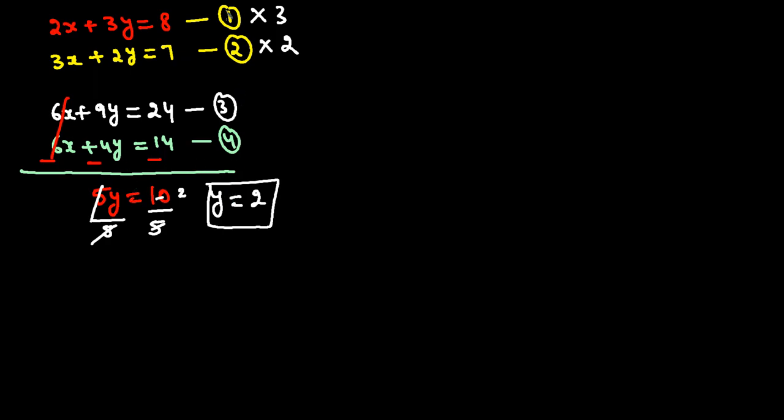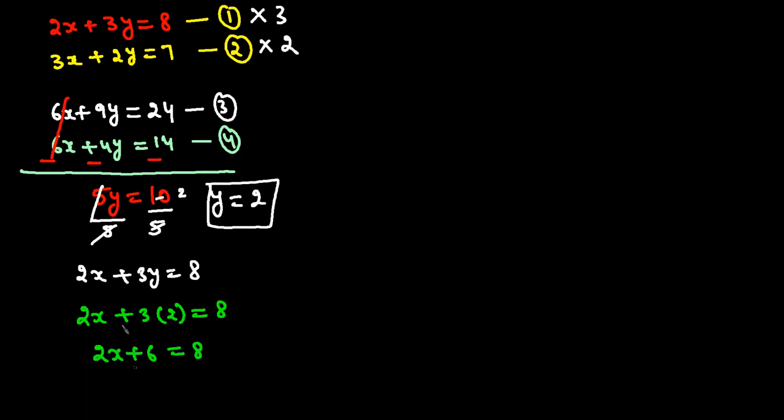Now you can plug in this y in any of those equations. You can find the value of x. Let's plug into the first equation, equation number 1. If y is equal to 2, that means 2x plus 3 times 2 is equal to 8. 2x plus 6 is equal to 8. Subtract 6 from both sides. So 2x is equal to 8 minus 6, which is 2. Divide both sides by 2. Cancel out. 2 times 1 is 2. Therefore, x is equal to 1.